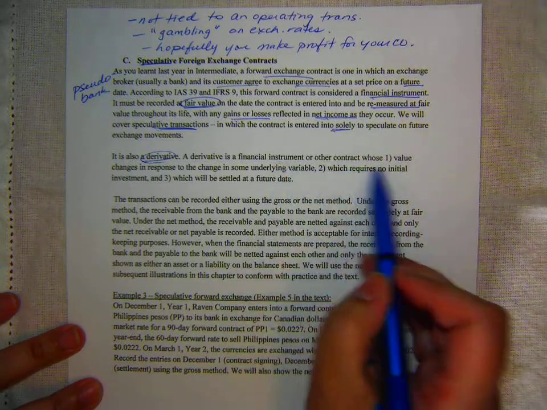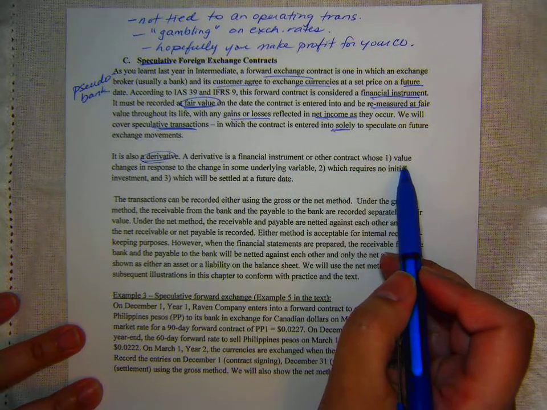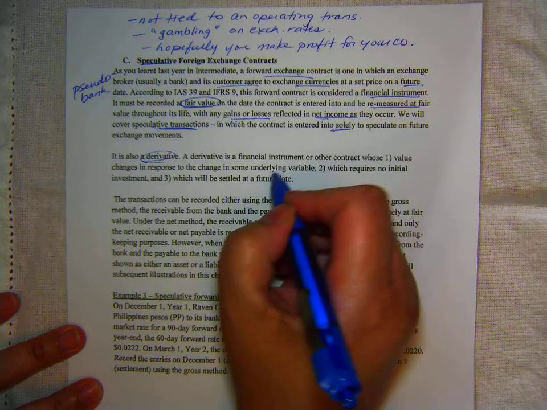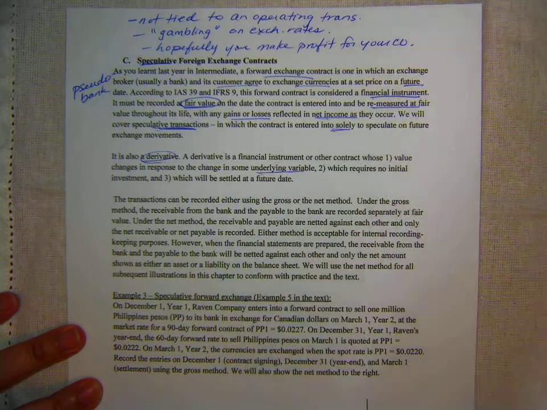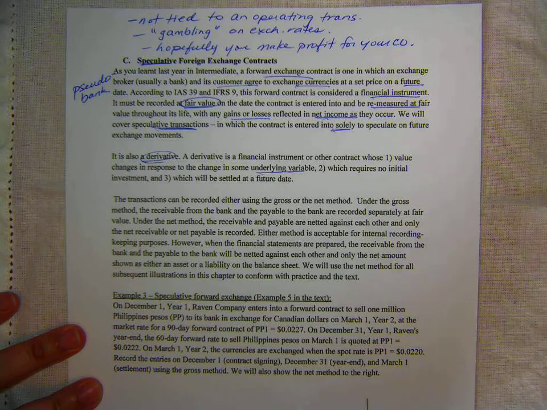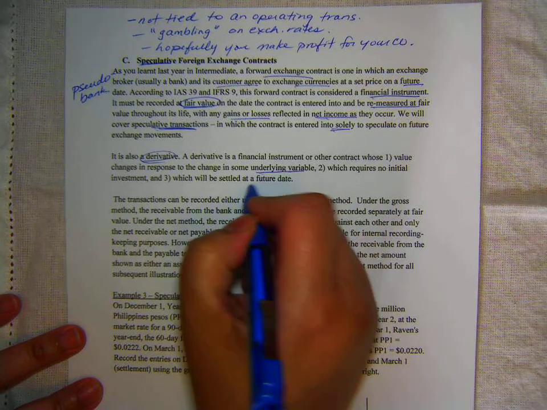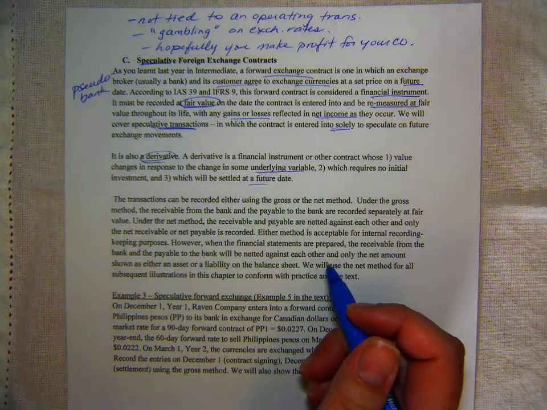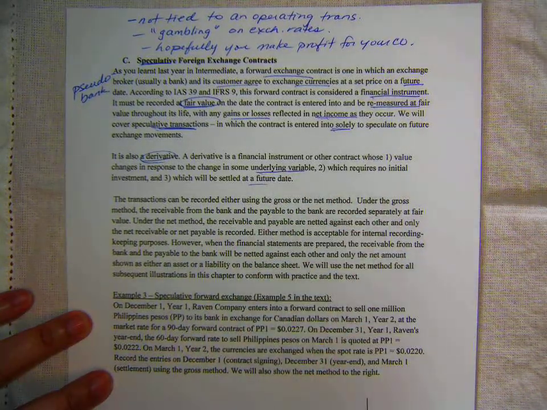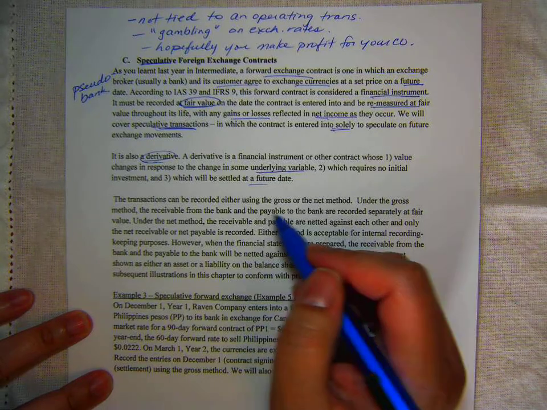This is also a derivative, as you also learned last year: a financial instrument or other contract whose value changes in response to some underlying variable, in this case one of the currencies, has very little or no initial investment, and is going to be settled at a future date.